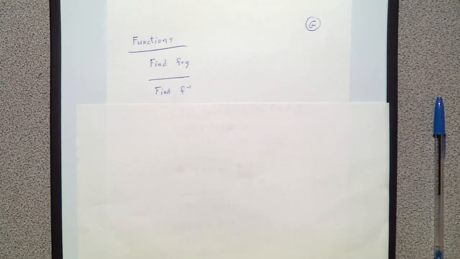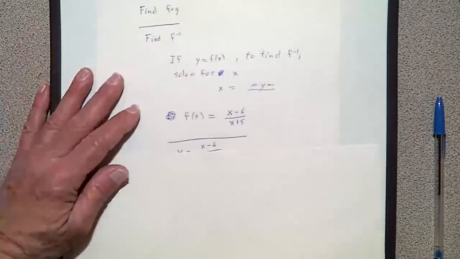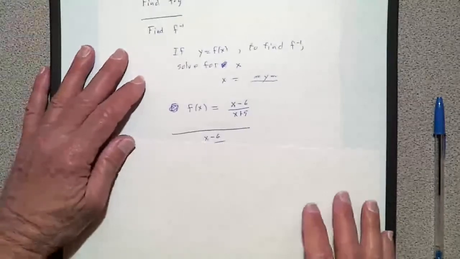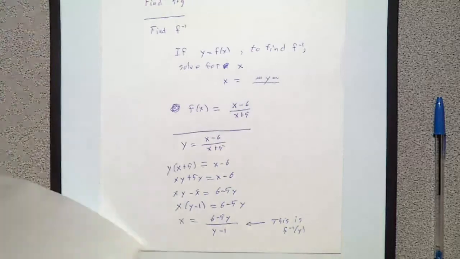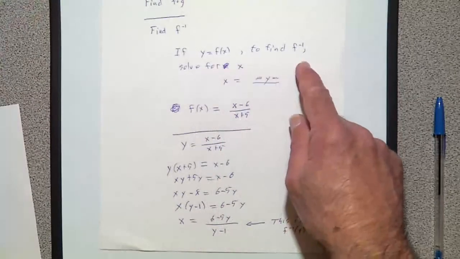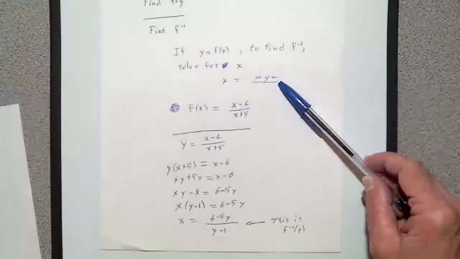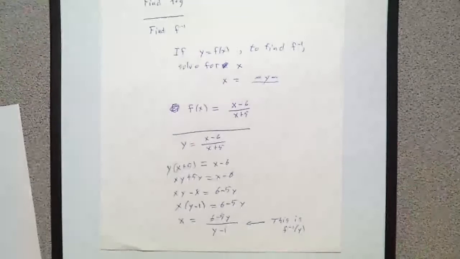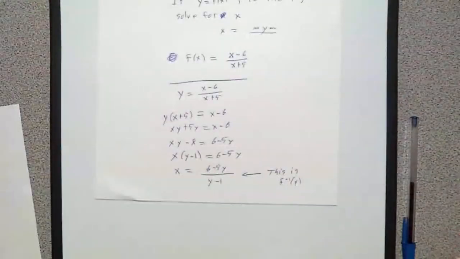And you should be able to, if it's 1-to-1, find the inverse. Now the rule for that is easy. Only doing it may not be easy. So if y is f of x, to find f inverse, you want to solve for x. x is some formula of y. So let's take this. f of x is x minus 6 over x plus 5. You want to find the inverse.